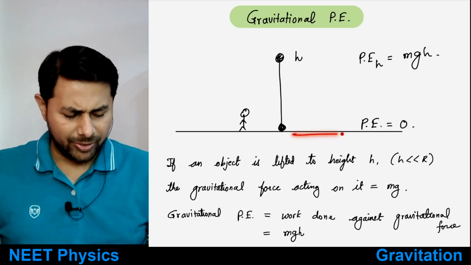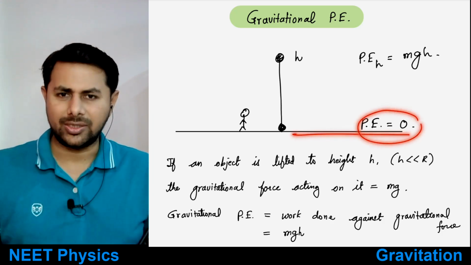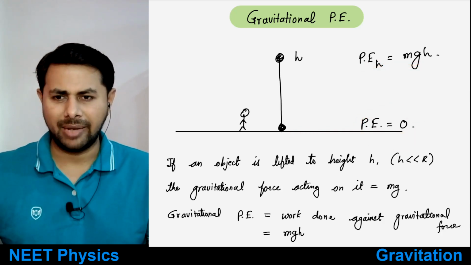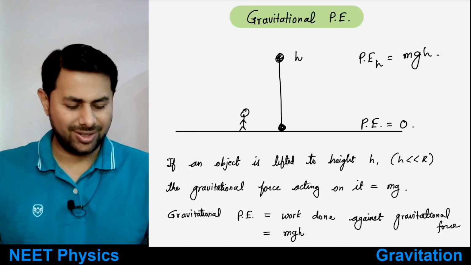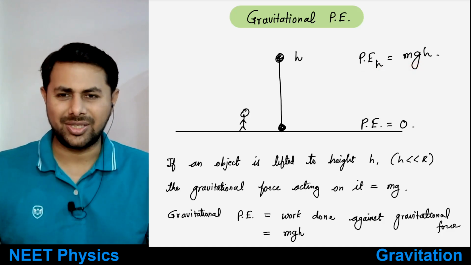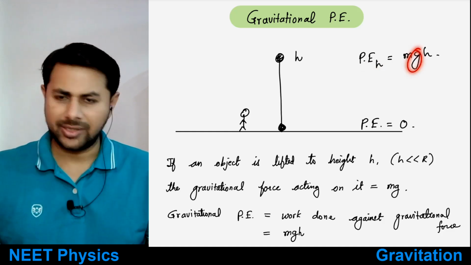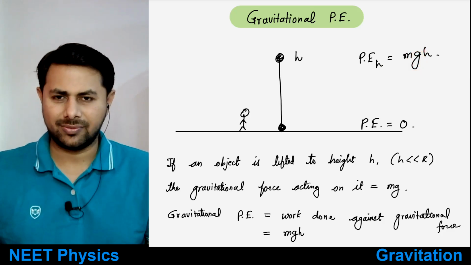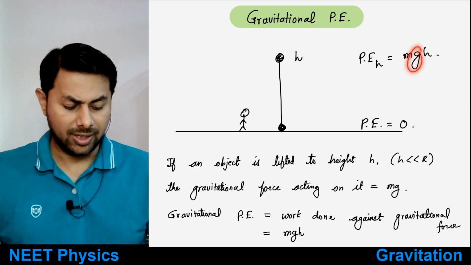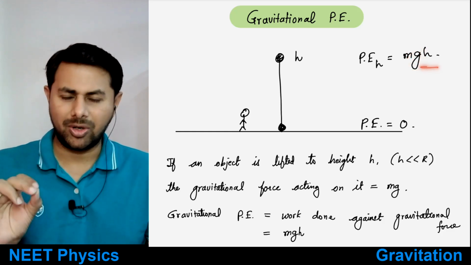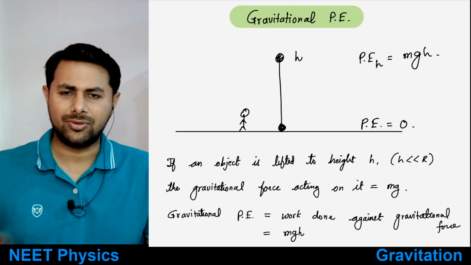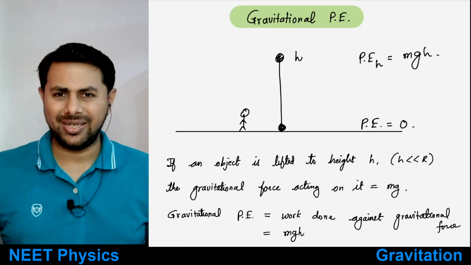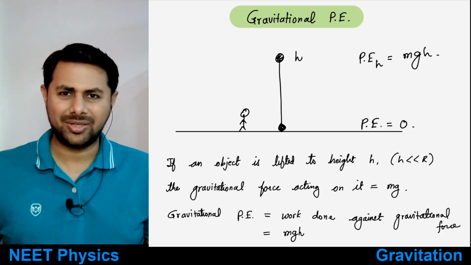So if we consider the potential energy on Earth's surface to be 0, then potential energy at height h would be equal to mgh, right? We know this from work, energy and power. But there, we considered that g remains constant. That means it is applicable for very small heights, 1 kilometer, 2 kilometer, 50 kilometer, up to 100 kilometer. But then we know that g does not remain constant.